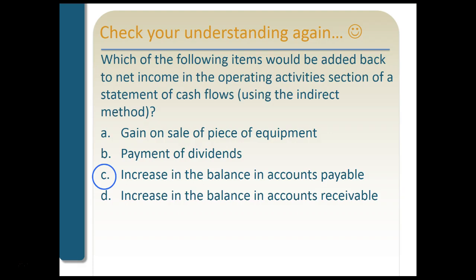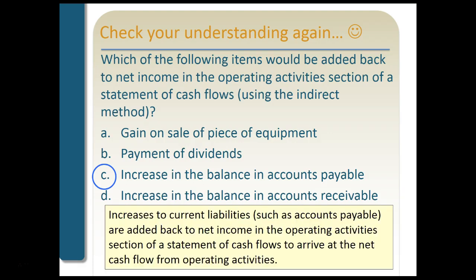When assets increase, we subtract. When assets decrease, we add. The opposite is true for liabilities. When liabilities increase, we add. And when liabilities decrease, we subtract. Increases to current liabilities are added back to net income in the operating section of a statement of cash flows to arrive at the net cash flows from operating activities.